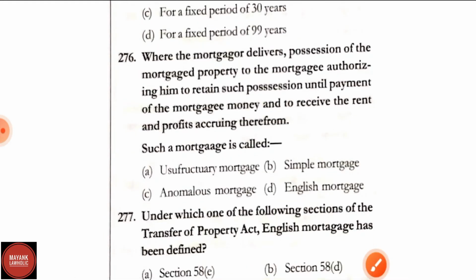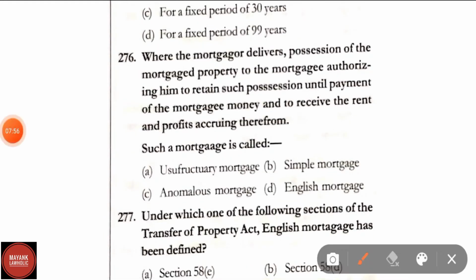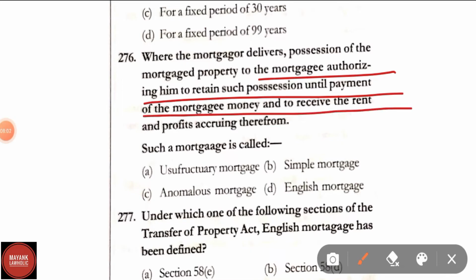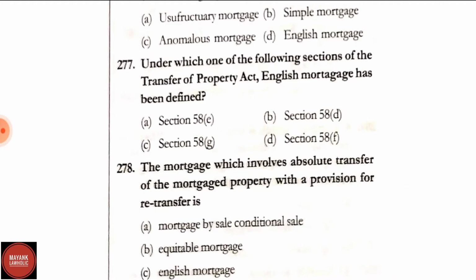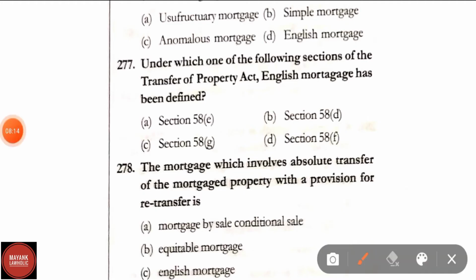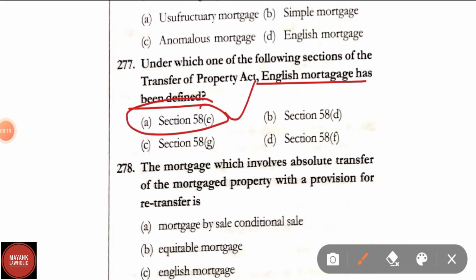Question number 276. Where the mortgagor delivers the possession of the mortgage property to the mortgagee, authorizing him to retain such possession until payment of the mortgage money and to receive the rent and profits accruing therefrom, such mortgage is called, correct answer is usufructuary mortgage. Question number 277. Under which one of the following sections of TPA English mortgage has been defined? English mortgage has been defined in section 58 clause E.